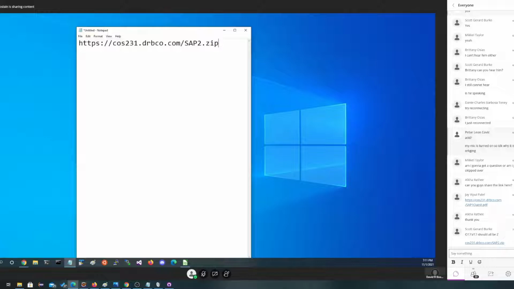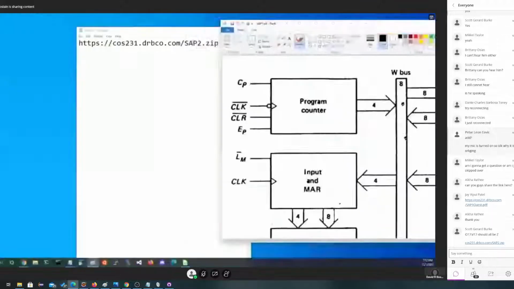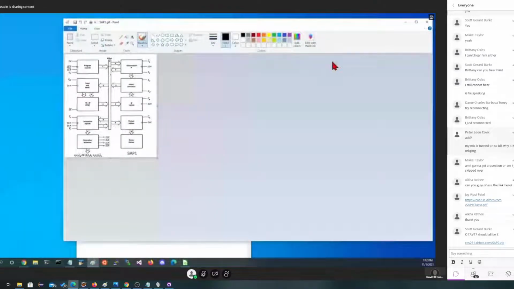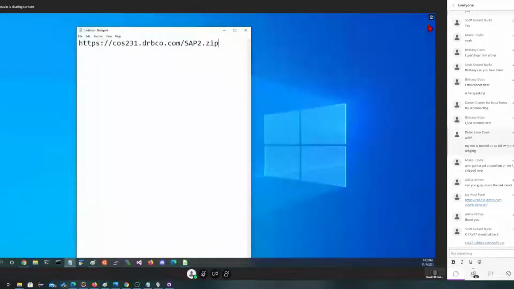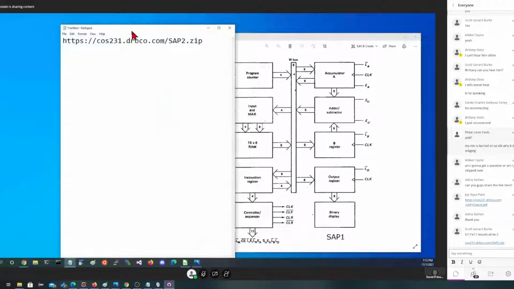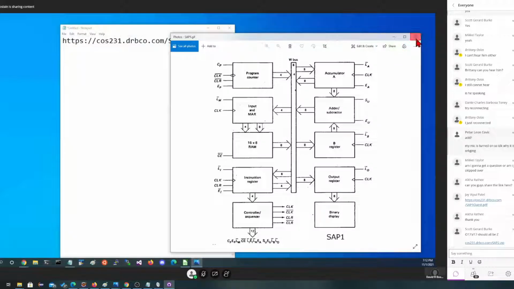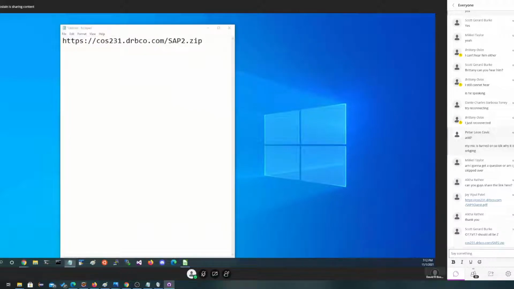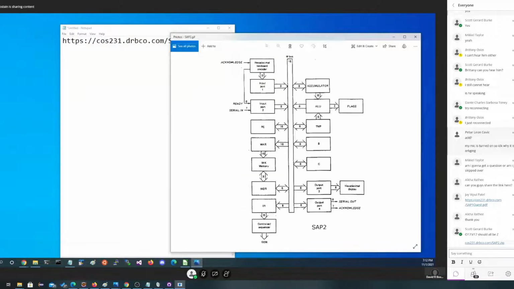And then open up the file which is called sap2.gif, GIF. If we can open that a little easier. And let me know when you've got that and you're, whoa, that's SAP1. I don't want SAP1. I want SAP2. There we go. That's more like it.